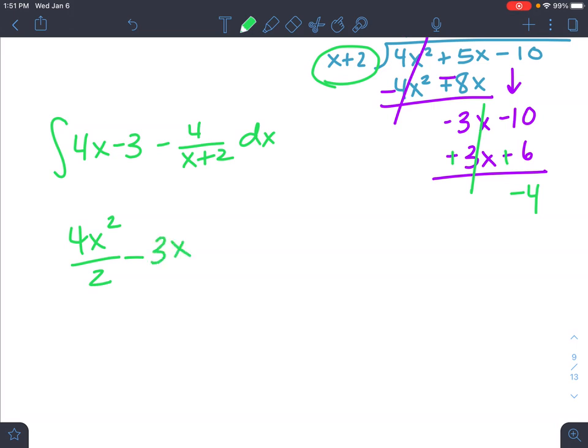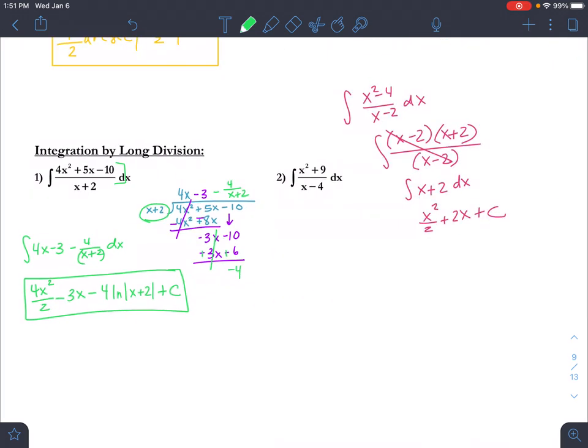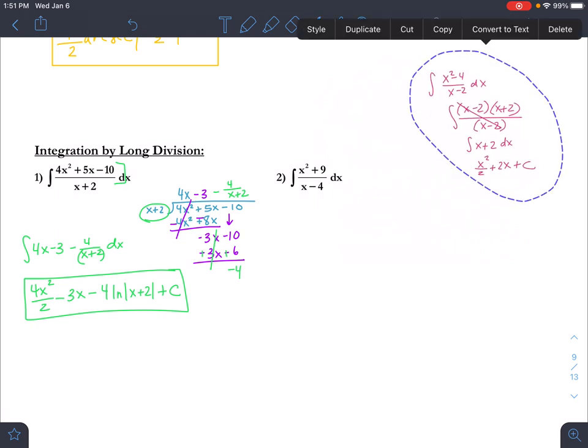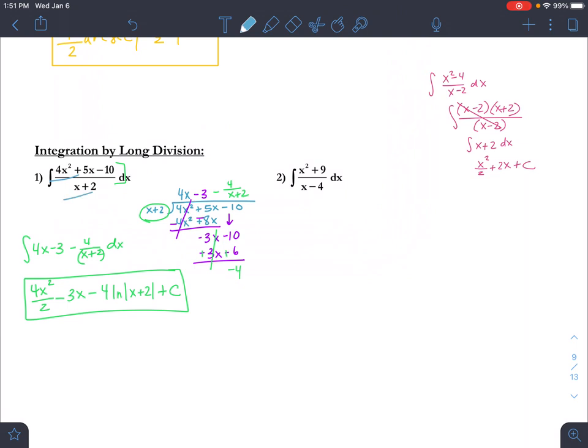3x to the 0th would be 3x to the first divided by 1. And 4 over linear x plus 2, remember that would be natural log, since this is x plus 2 to the negative first, technically. If I add a power, I'd go to 0, divide by 0. I know this is a special case, therefore, natural log, absolute value, x plus 2 plus c, and that's it. So even though we weren't able to factor and cancel anything out, we still were able to successfully take the antiderivative here using long division. Again, this comes up when we're using a polynomial over a polynomial.